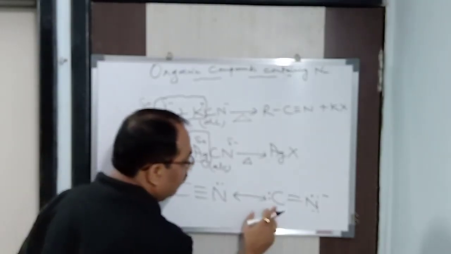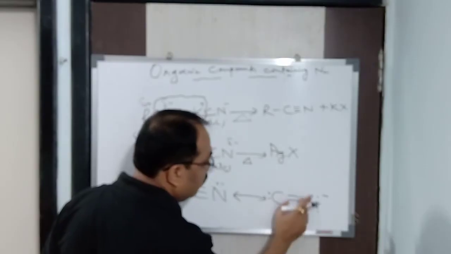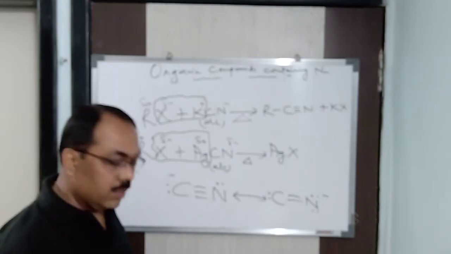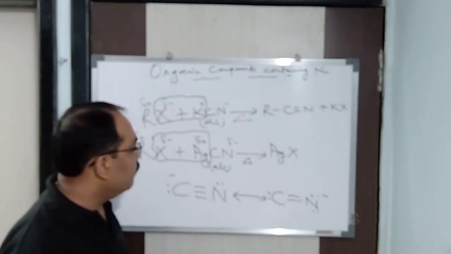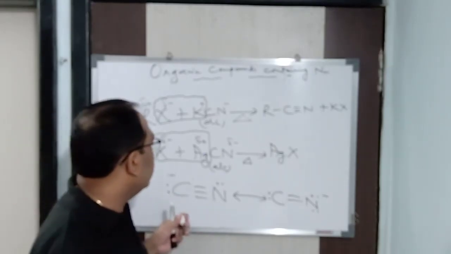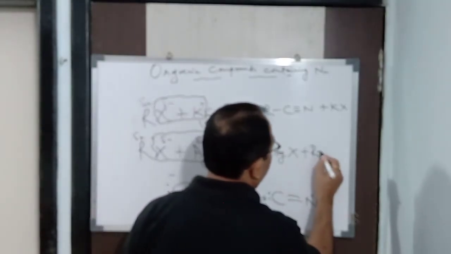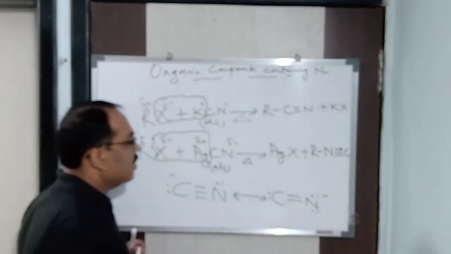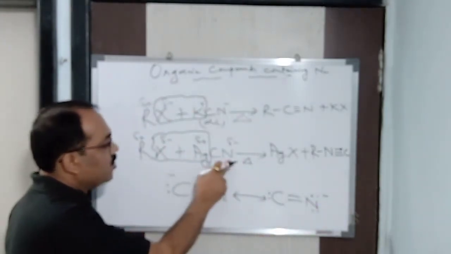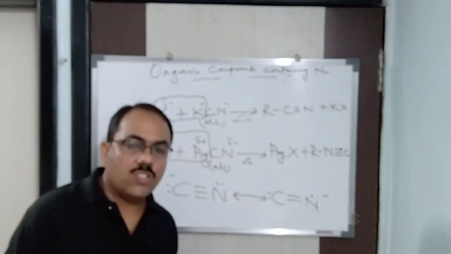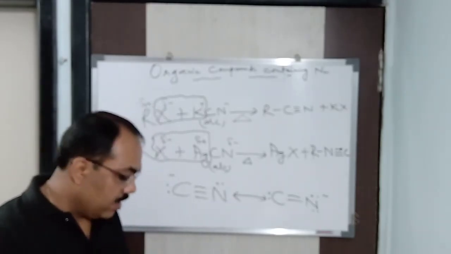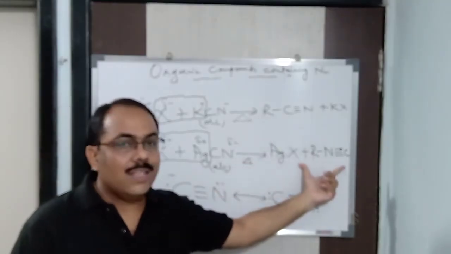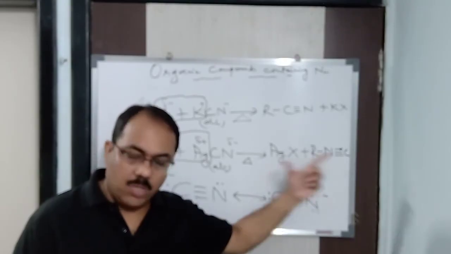Fine. Now here you can see that nitrogen is more electronegative than carbon due to the presence of two lone pairs. So definitely the alkyl group gets attached to the nitrogen atom. Got it? So what you find is that RX, when it reacts with AgCN, forms AgX plus RNC, because R gets attached to nitrogen, which finally gets attached to the carbon atom. So cyanide or nitrile is the main product in one case; here isocyanide or isonitrile is the main product.